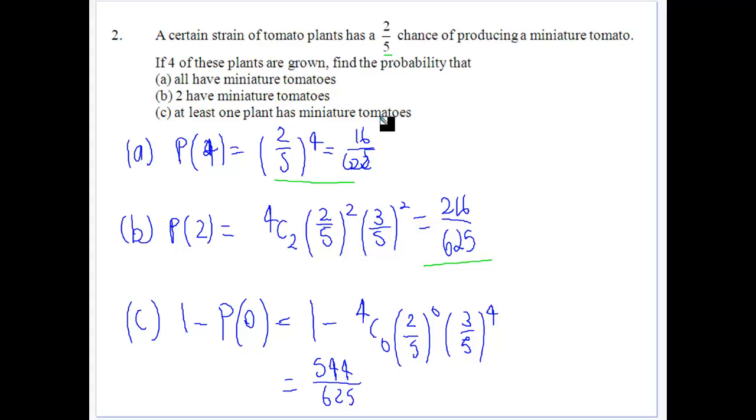At least 1. So if it has at least 1 out of the 4, that means 1 minus the probability that we get none. So it'd be 1 minus 4C0, which is 1, 2/5 to the power of 0, so we're not going to get any plants there, and 3/5 to the power of 4. Doing our calculation, the probability that we get at least 1 is 544 on 625.